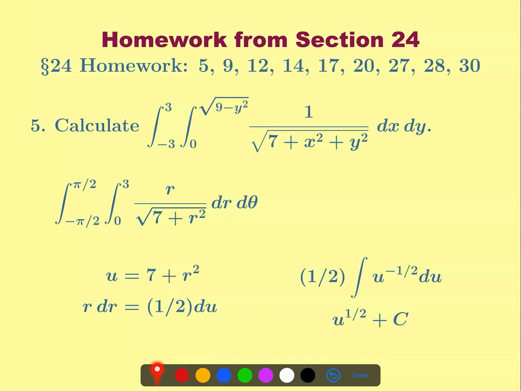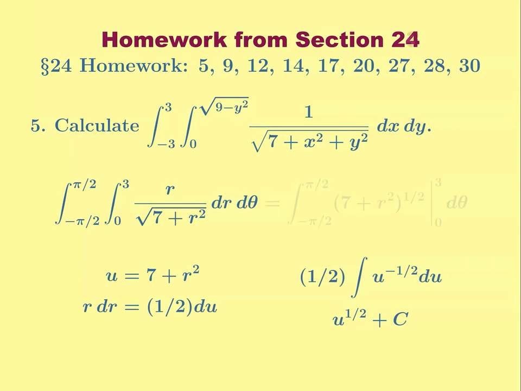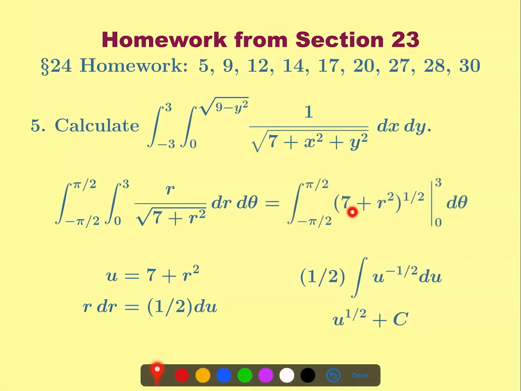So if u is 7 plus r squared, we're just ending up with 7 plus r squared to the 1/2 when we integrate what's inside here. And we're evaluating this from r equals 0 to 3. When I plug in 3, I'm going to have 7 plus 9, which is 16, to the 1/2, which is 4. And when I subtract 0, I'll be subtracting the square root of 7, so this is 4 minus the square root of 7.